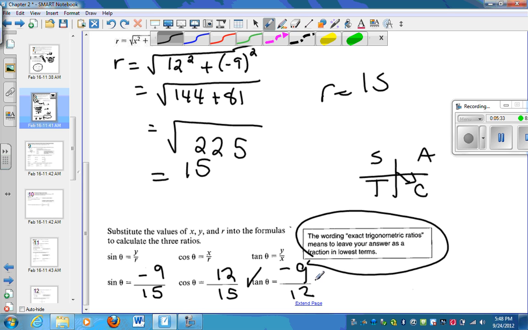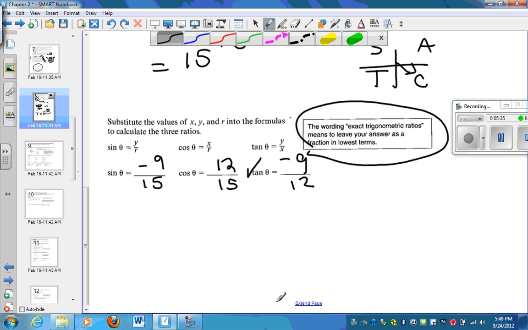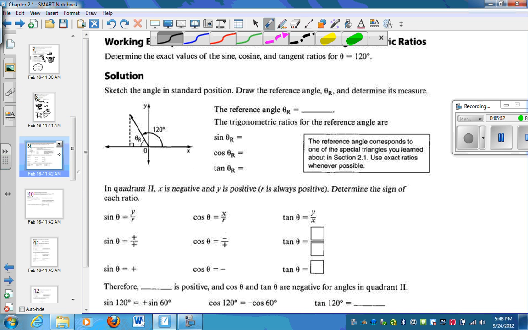Are all of these in lowest terms? No, we better fix that up. Negative 9 over negative 15, we could probably do negative 3 over 5. 12 fifteenths is 4 fifths. Oh, that shouldn't be equals. And this should be negative 3 over 4. Whew, good thing we read that note.